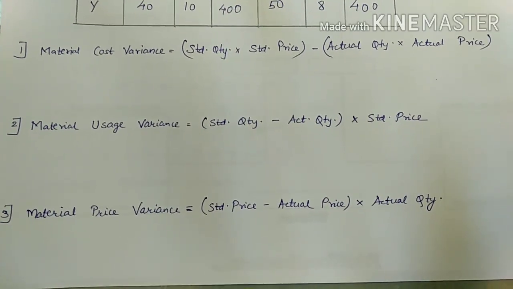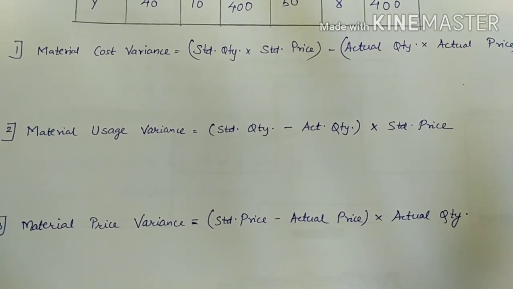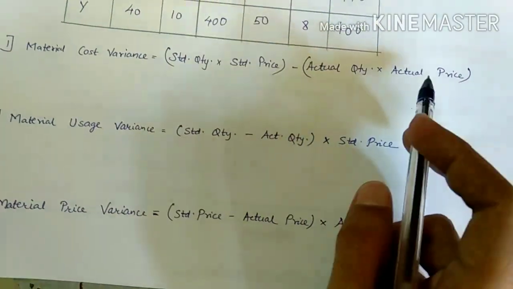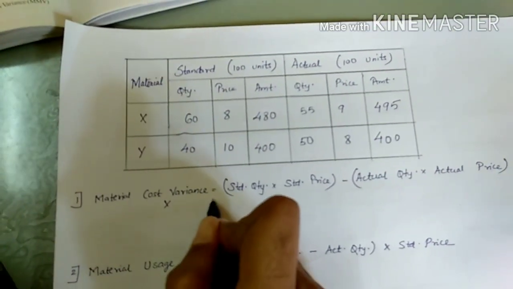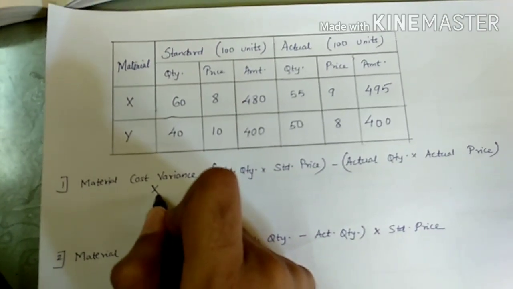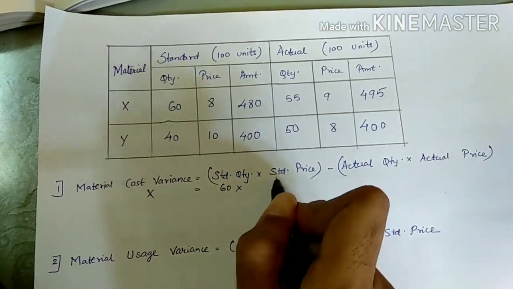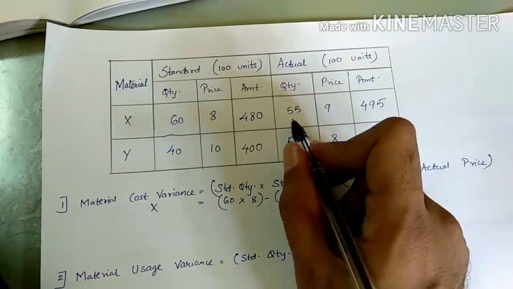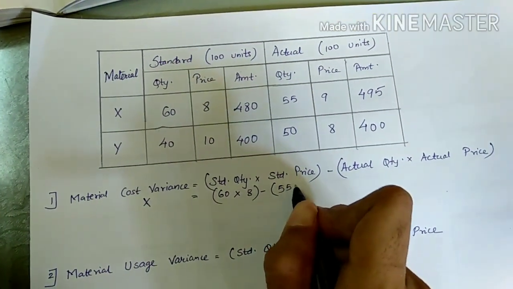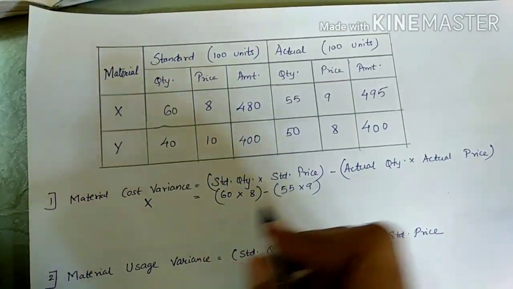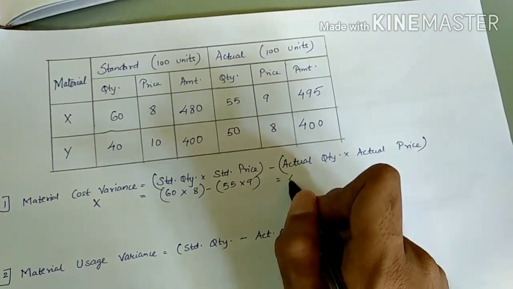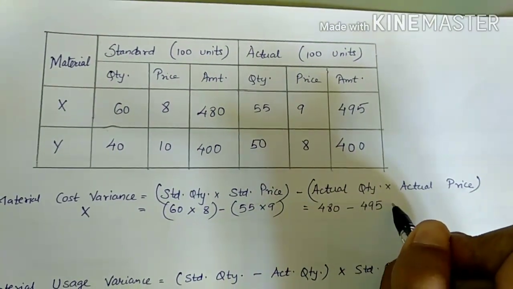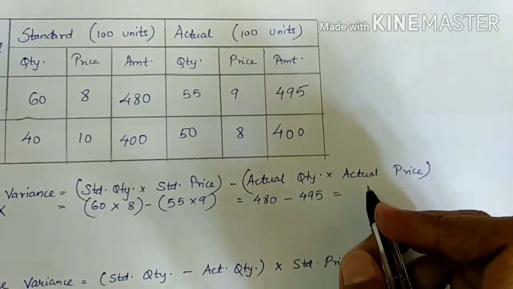The next step is to apply the formulae. The first formula, material cost variance is equal to standard quantity into standard price minus actual quantity into actual price. So for material X, the standard quantity is 60 and price is 8 minus actual quantity 55 and price 9. 55 into 9. So the answer, 60 into 8 is 480 minus 55 into 9 is 495. 480 minus 495 comes to negative 15.